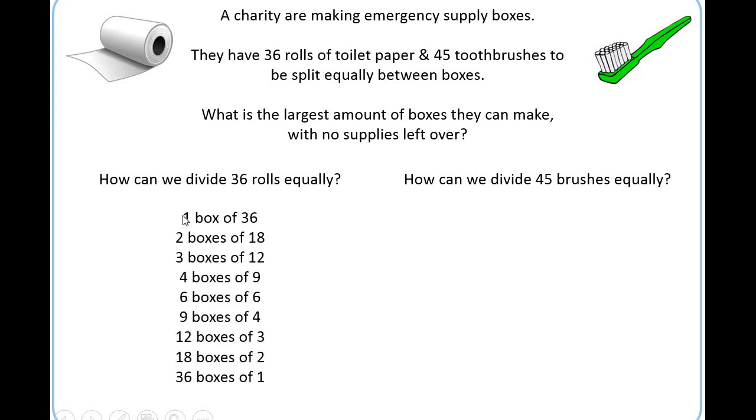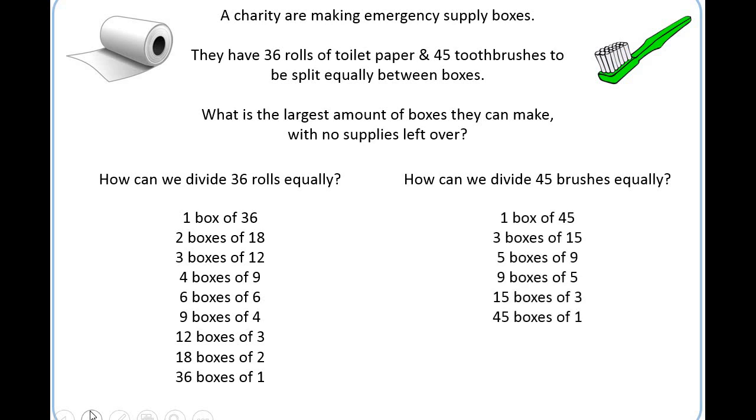So I could have, for example, just one box with all 36 toilet rolls in, 2 boxes with 18 in, 3 boxes with 12 toilet rolls, 4 boxes with 9, 6 boxes with 6. You get the idea that these are all the factors of 36 again. Let's have a look at 45. It doesn't have quite so many factors there.